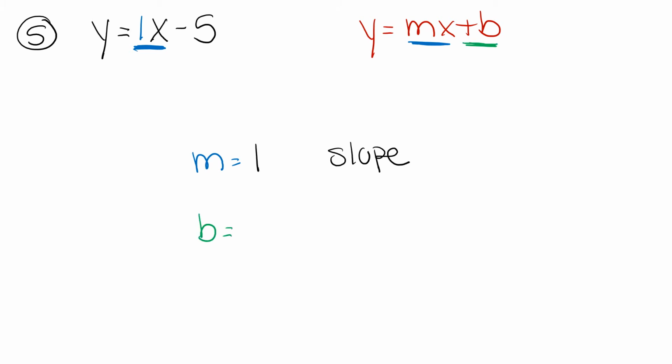B, which is the plus b at the end of the equation, is represented by the minus 5. We treat the minus as a negative sign, and so our y-intercept is negative 5.